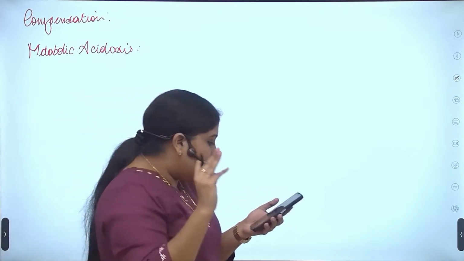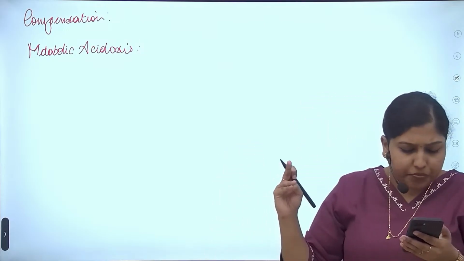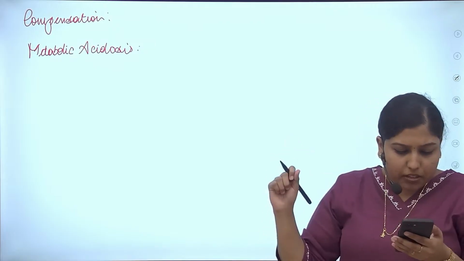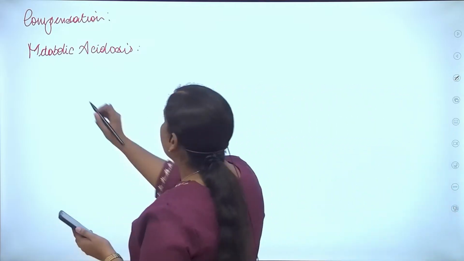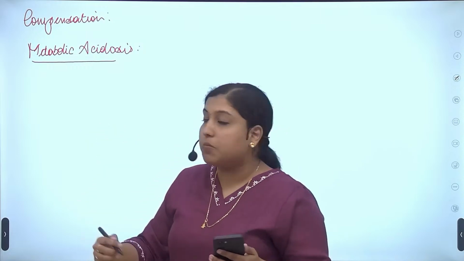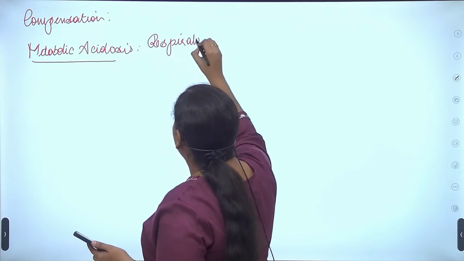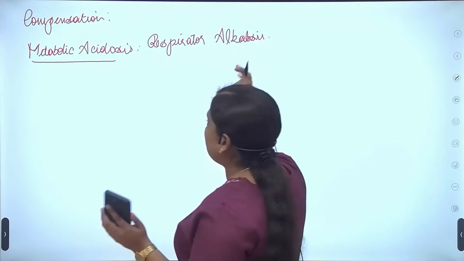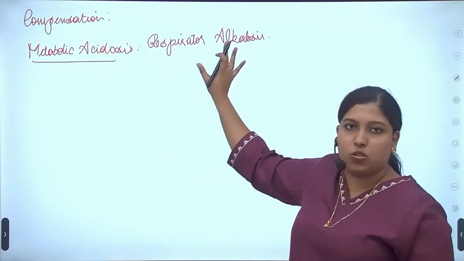Divya, Nikita, and others, many of you have answered correctly. Whenever there is a metabolic acidosis, the body's compensatory mechanism is respiratory alkalosis. How you have to remember is very easy: metabolic, opposite is respiratory. Acidosis, opposite is alkalosis. That is how you have to think.